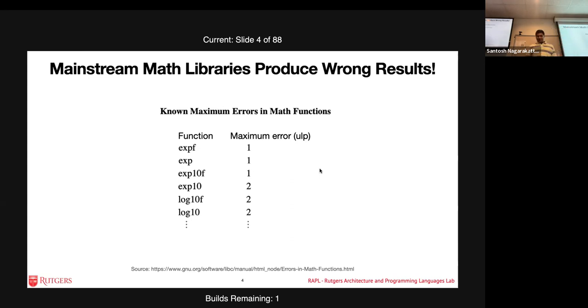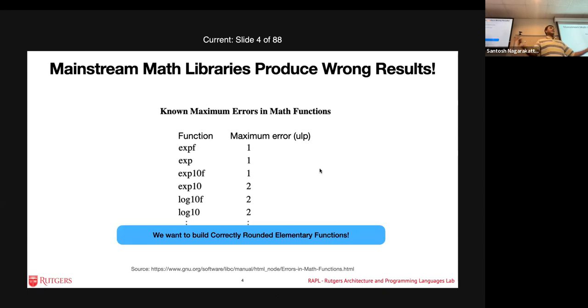So our goal is to build correctly rounded elementary functions. Okay, this is an area that involves numerical methods, algorithms, approximation theory, mathematics. I work in none of these areas, right? I'm a programming languages, compilers, formal methods person.